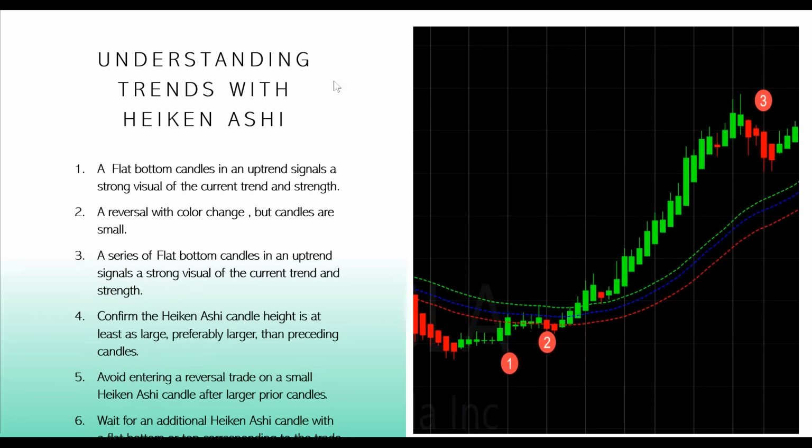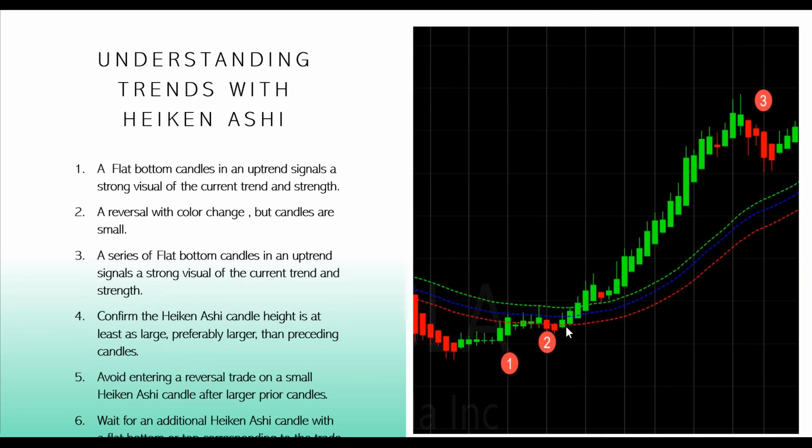Understanding trends with Heiken-Ashi, again, I emphasize this is important. A flat bottom candle in an uptrend signals a strong visual of the current trend. So you can see the bullish candles here. Flat bottom, then you're getting some dojis here, and then you go to a bearish candle right here. That's a reversal to the downside. But see how small these are compared to these. So you wouldn't take that as a short.